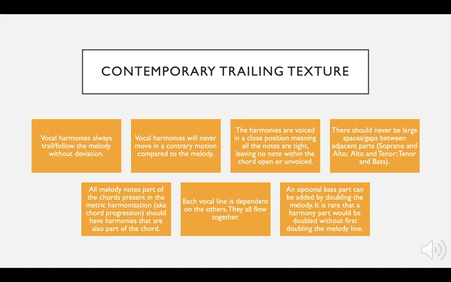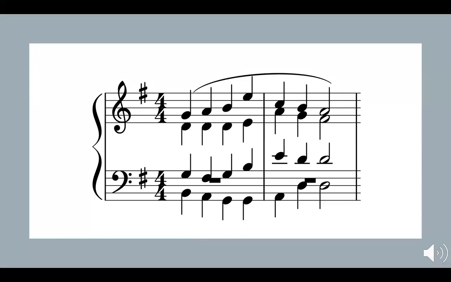And an additional bass part can be added by doubling the melody. It is rare that a harmony part would be doubled without first doubling the melody line. This excerpt here is not an example of contemporary trailing texture because each melodic line is independent, meaning that it can move on its own and it goes different directions and they do not stay close-knit.